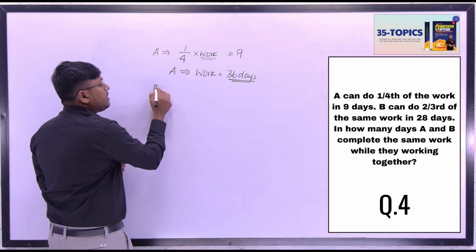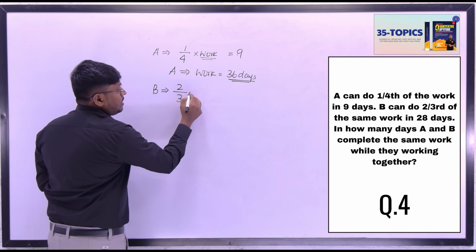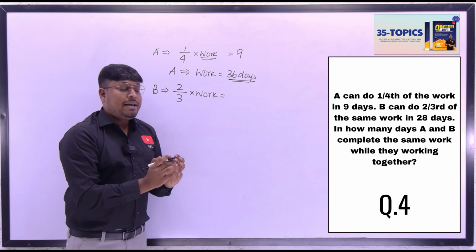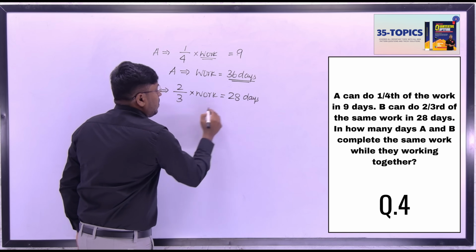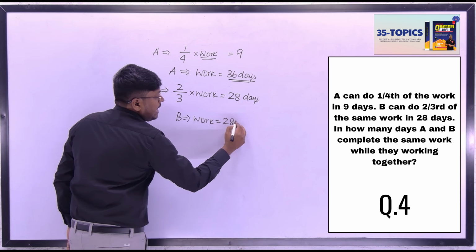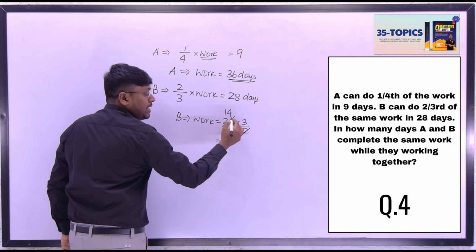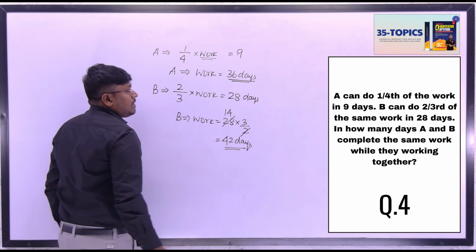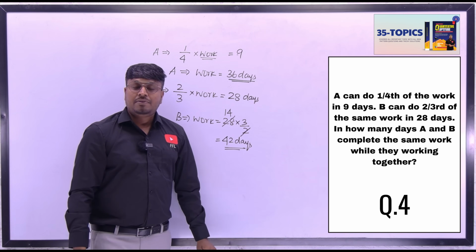Similarly, they have given the value for B. B can complete 2 by 3rd of the work in 28 days. We don't know how much work he is doing, but out of that work, 2 by 3rd is completed in 28 days. So B alone can complete a piece of work in 28 into 3 by 2. Once you cancel it, the result will be 14, and 14 into 3 will be 42 days. So finally, A alone can complete a piece of work in 36 days, and B alone can complete it in 42 days.